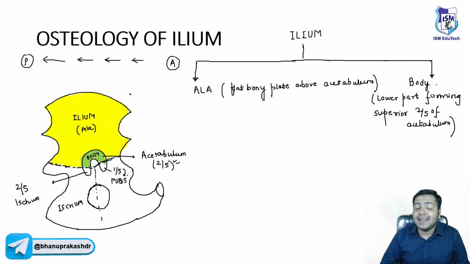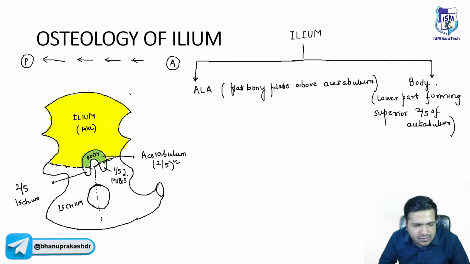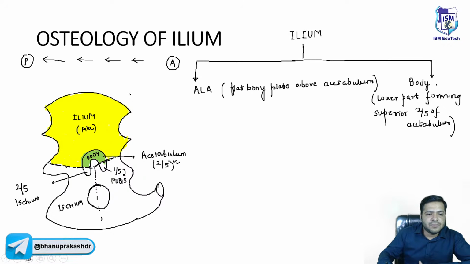So I hope the ala is clear and the body is clear. फटाफट से एक थम्स अप दे दो अगर ये पार्ट क्लियर हो गया कि ala क्या है और बॉडी क्या है. तो बॉडी कुछ नहीं है, एसिटाबुलम का सुपीरियर 2/5 पार्ट है. That is actually the body of the ilium. Now ala, I'm not coming on to the body part because body is not a point of discussion over here.